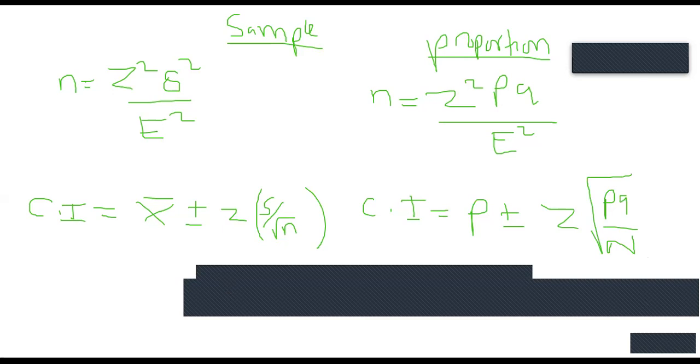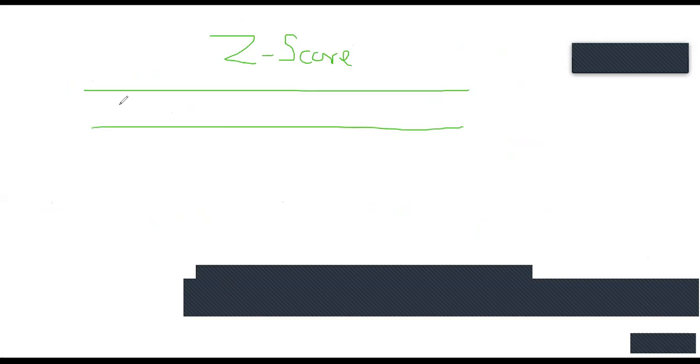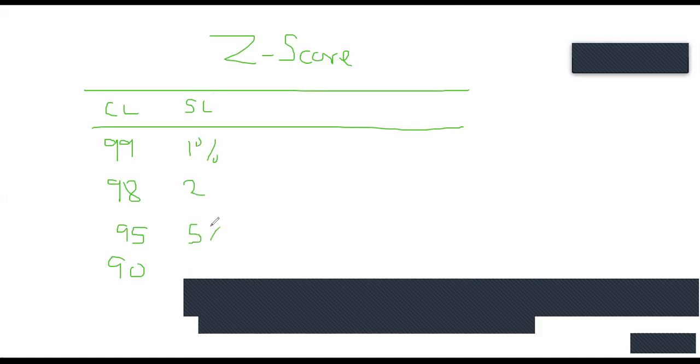So the Z score table, I've been teaching you how to read the Z score table. So we have what we call our confidence level. We have 99%, we have 98%, the common ones that I will give you, 95% and 90%. The difference from 100 is called the level of significance. So here we have 1%, and here we have what? 2%, and here 5%, then here we have what? 10%.